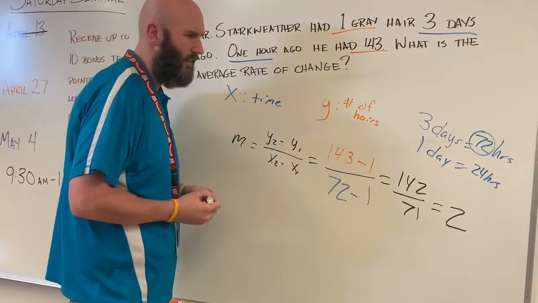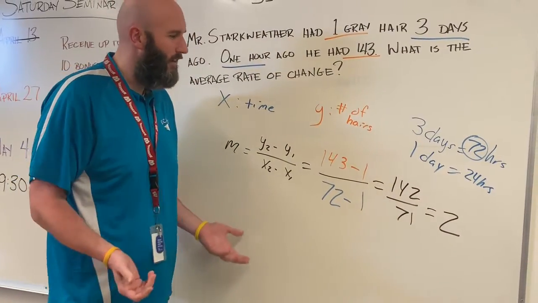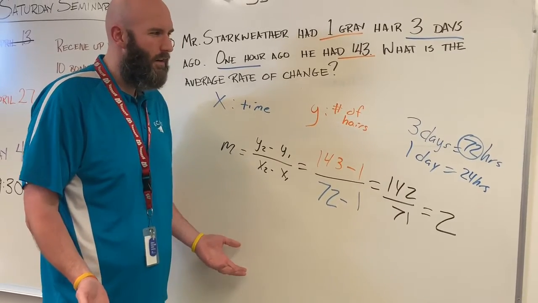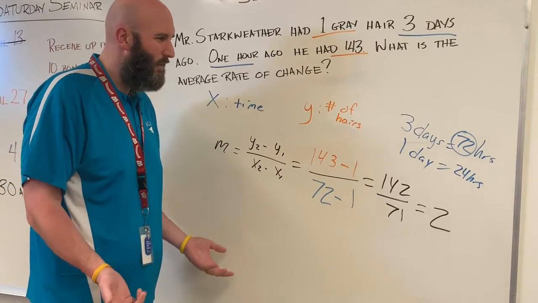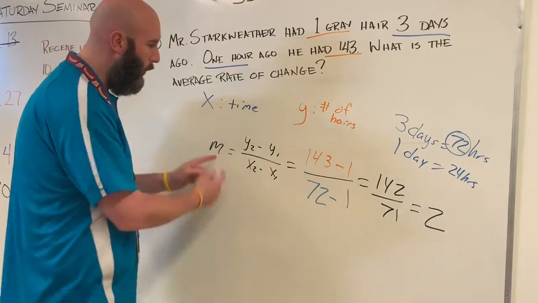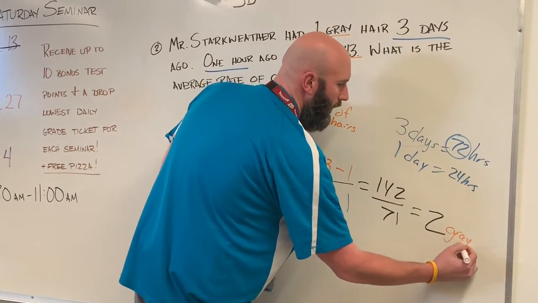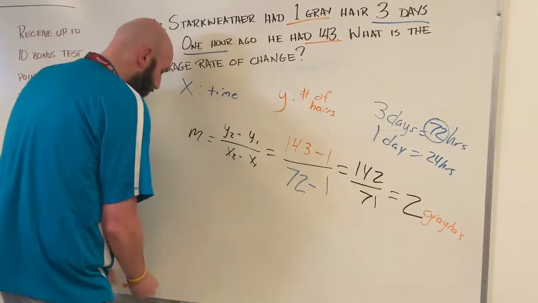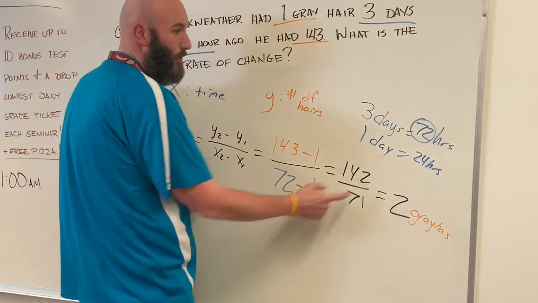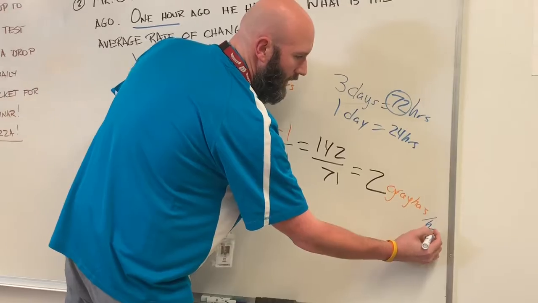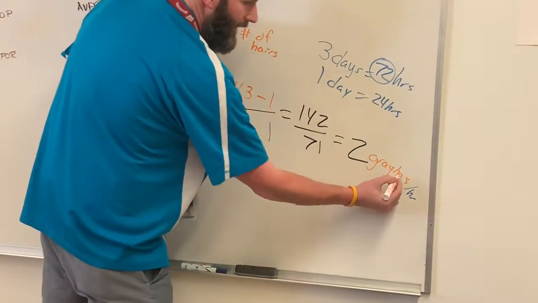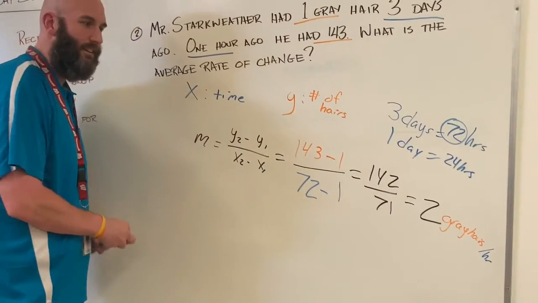But now the important question is, is he getting 2 gray hairs a minute? Or an hour? Or a day? Or is it how many days or minutes or hours he gets a gray hair? So you gotta think, what was our y values? It was the hairs. So it's 2 gray hairs for every, in terms of time, we put this into hours, so 2 gray hairs per hour, which is misspelled for a second until I fix it and add the R. And there you have Starkey's rate of gray hair change.